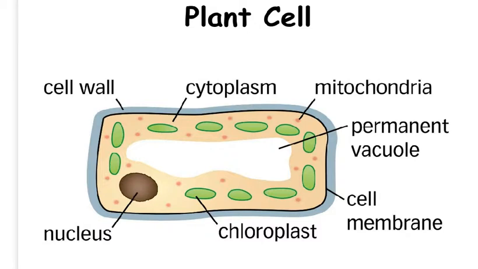Chloroplasts are small disc-shaped structures found in the cytoplasm of some plant cells. They contain a green pigment called chlorophyll, which traps light energy for photosynthesis. Chloroplasts are found in cells of the leaves and stems where photosynthesis can occur, but are not found in the cells of the roots or the flowers.